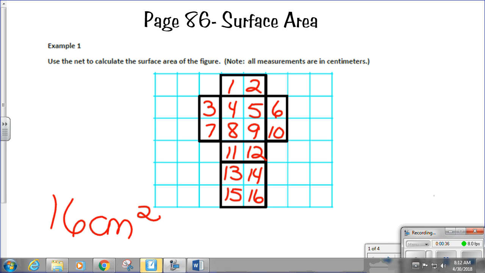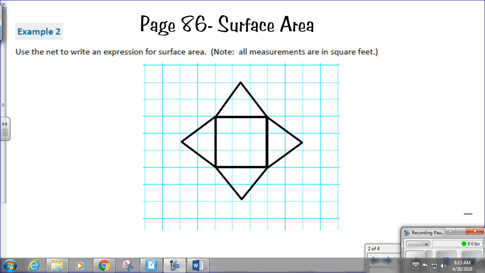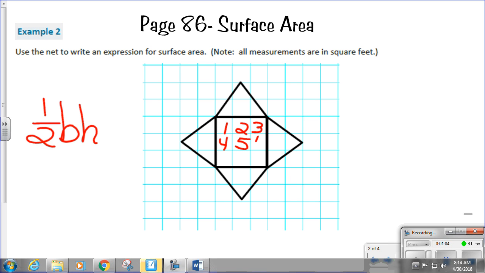It does say up here all measurements are in centimeters. You cannot just count all the boxes here. You can in the middle section, but the triangles are going to need the formula. The formula for area of a triangle is 1/2 base times height. So every triangle is going to have a formula. I can count the middle section. The middle section has an area of 9 centimeters.